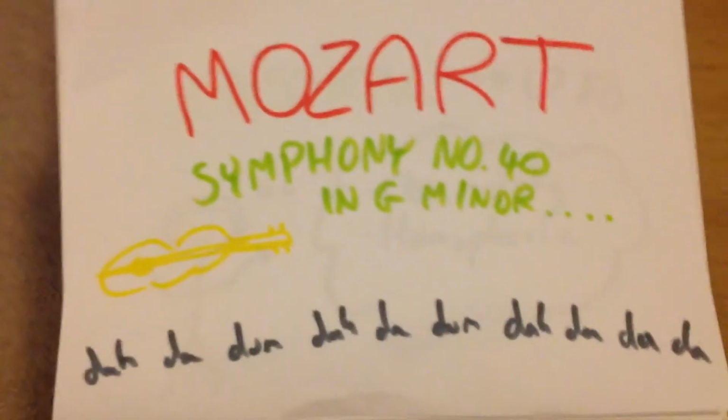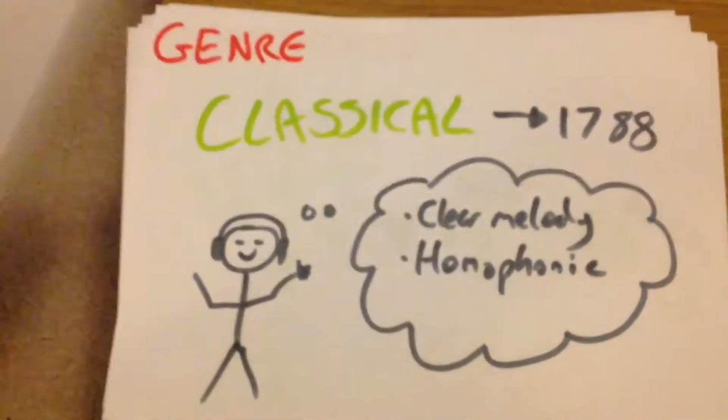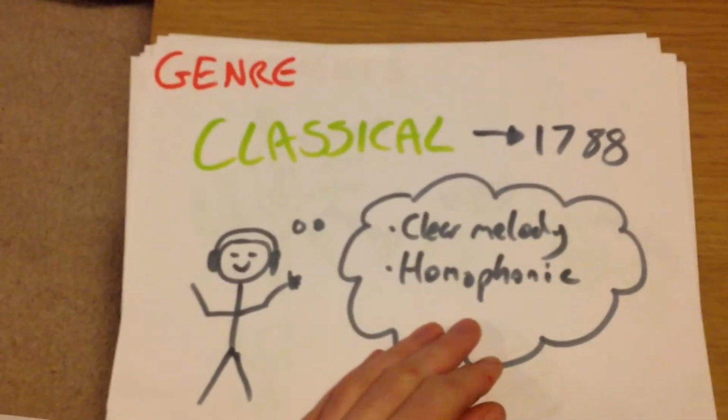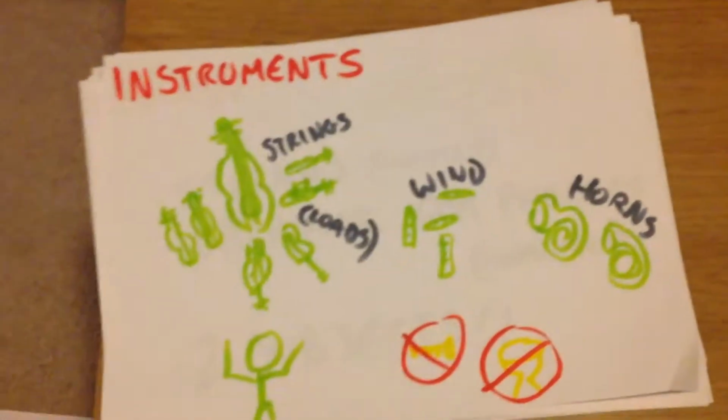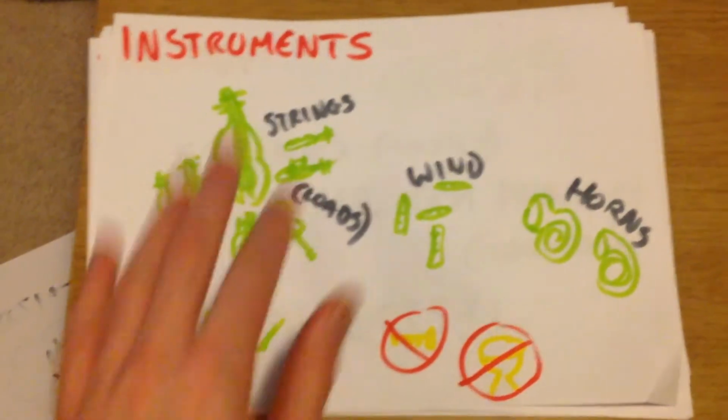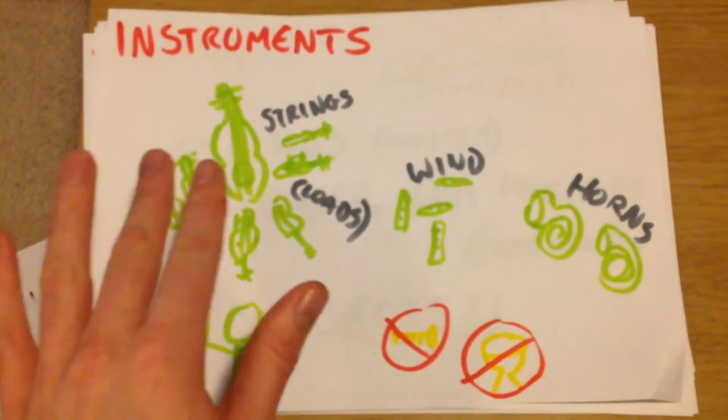Mozart Symphony No. 40 in G minor. This is a classical piece written in 1788. Classical music has clear melody and homophonic textures. The instruments: it's written for a chamber orchestra, mainly made up of strings, lots of cellos, basses, violas and violins.